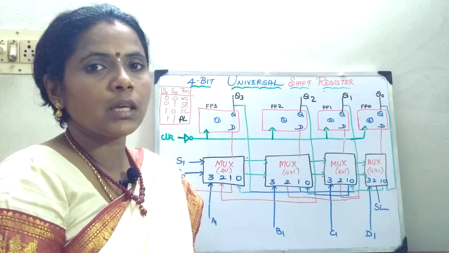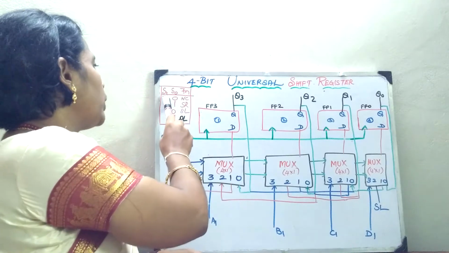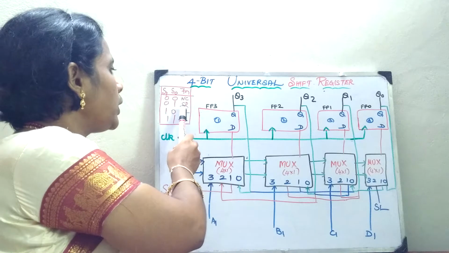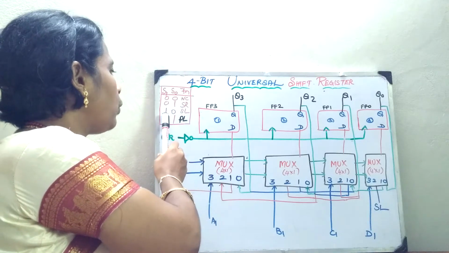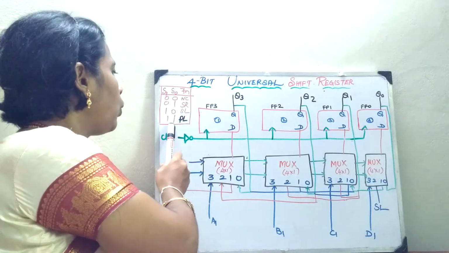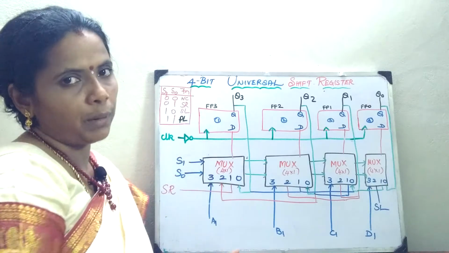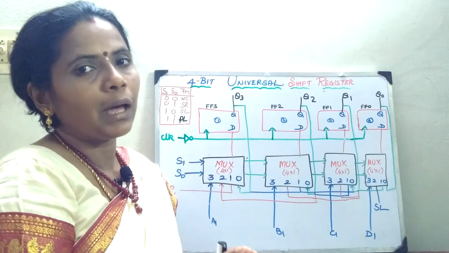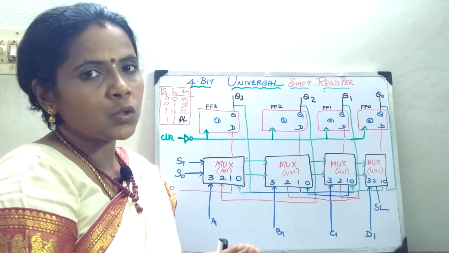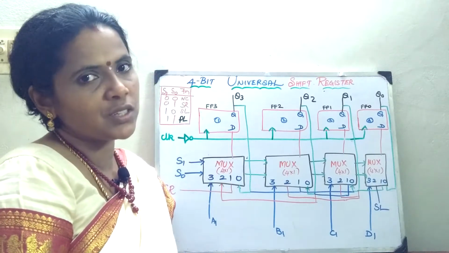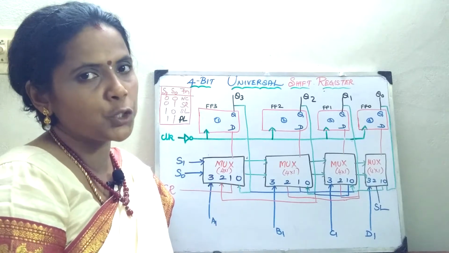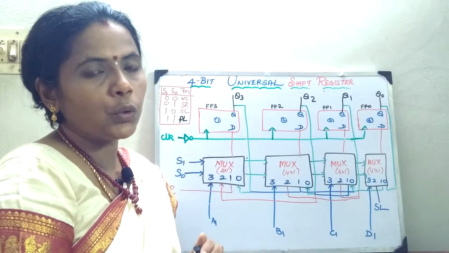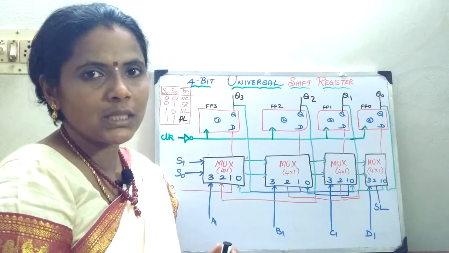Now we are going to see the function of it. Whenever it is 0 0, it is a no change condition. Whenever it is 0 1, it is going to shift right, and 1 0 means shift left, 1 1 means parallel load capacity. So whenever the shift register is added with a parallel load capacity, it is called a universal shift register. We are able to perform all the functions in the same setup. Now we will see how to draw the diagram, then we will move on towards working.